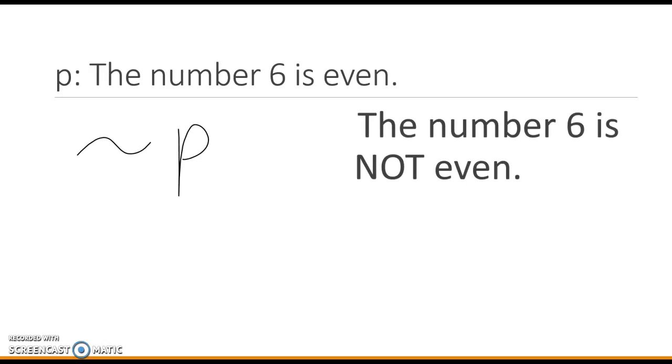We negate the statement. Now, when you're talking about negation, the statement and the negation of the statement, one of them has to be false. You can't have a statement and its negation both be true. That doesn't work. You can see this happens here. Our statement P, the number 6 is even, is true. When I negate that statement to get the number 6 is not even, that statement is false. So this holds true: for a statement and its negation, one is true, one is false.